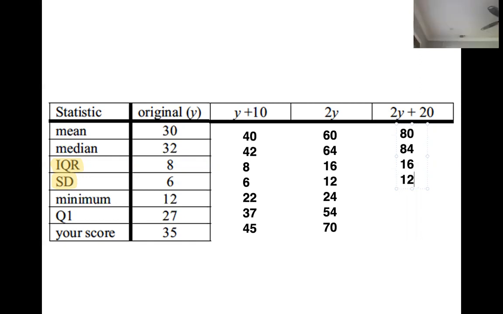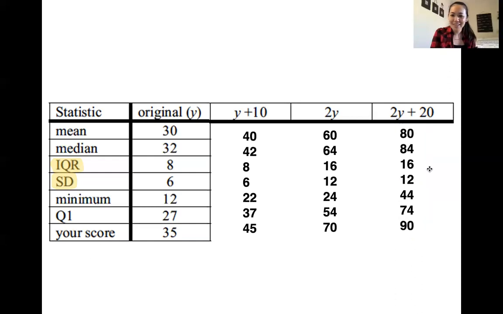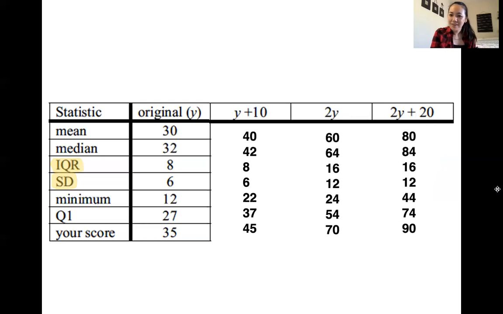Amanda, what did you get for the standard deviation? 12. Good. All right, Clarissa, what did you get for the minimum? 44. 44. Nice. Nathan, what did you get for Q1? 74. Say it one more time. 74. Good. Yes. And lastly, Julia, what did you get for your score? 90. 90. Good job, guys. All right, questions. Okay, way to go.